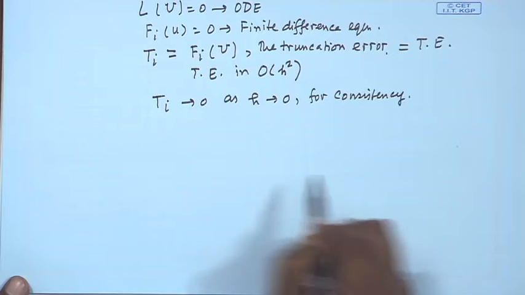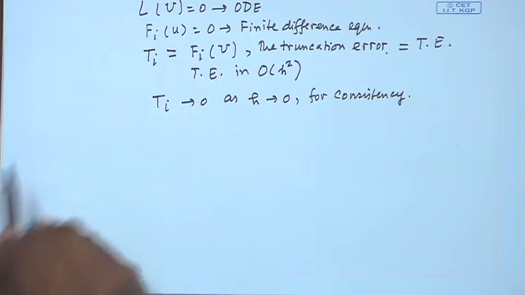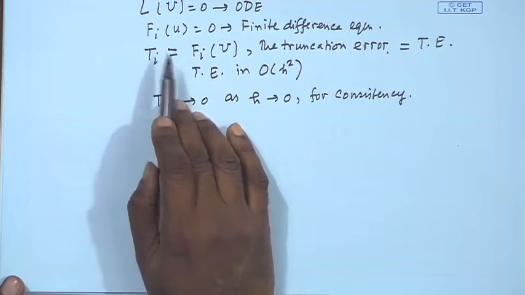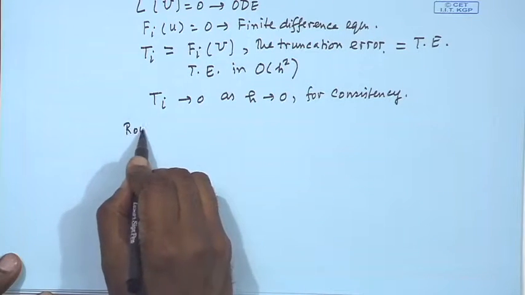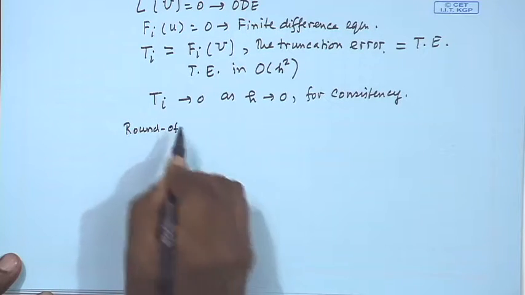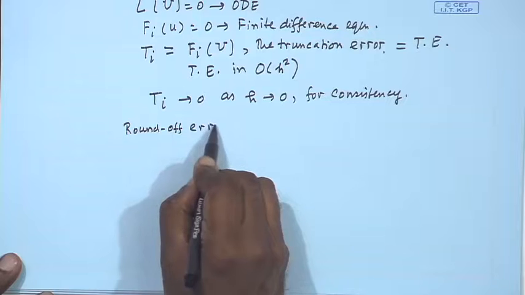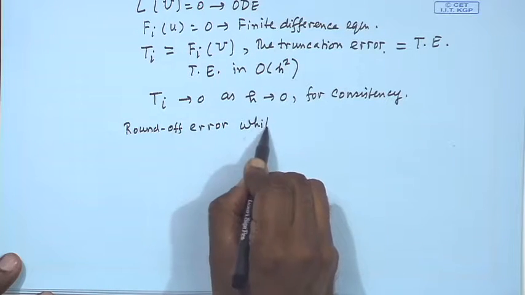Now, apart from this error, there is another error when we implement this numerical method to solve in a computer or calculator and all. There will be round-off error, because there will be infinite digits and multiplications, divisions and all these things. So, we have to chop the infinite decimal places to finite decimals. So, round-off error is the most important error while computing.